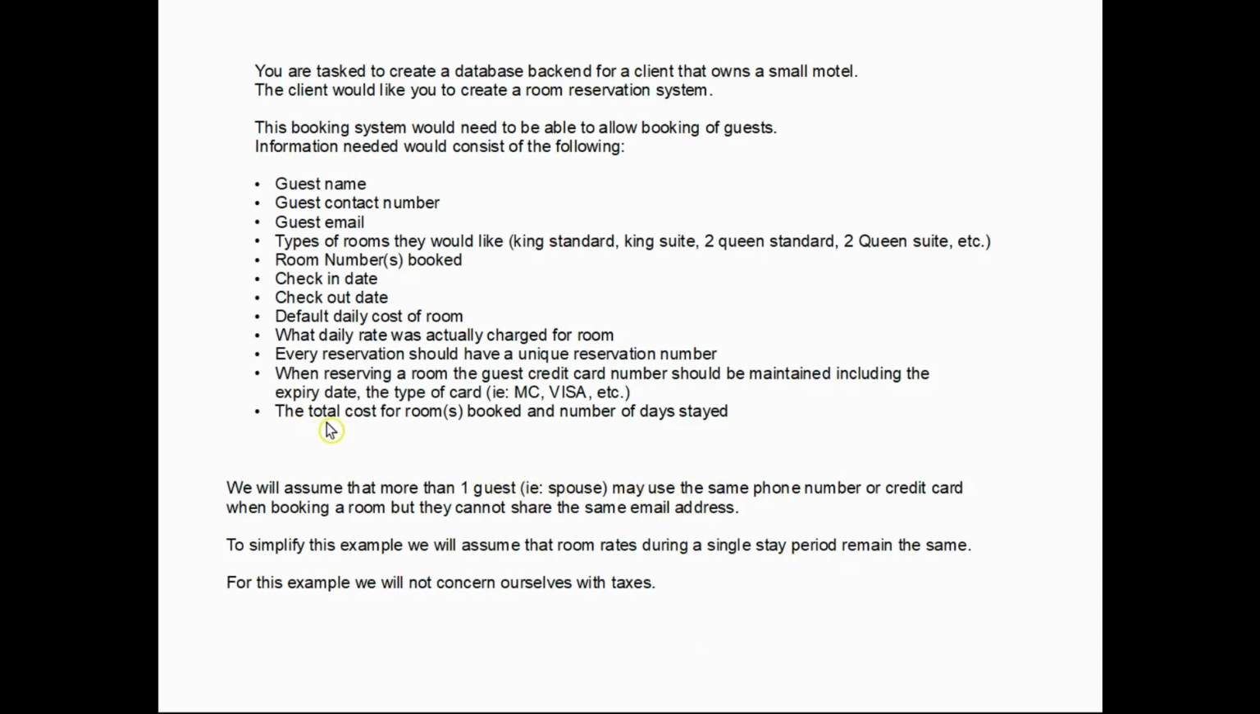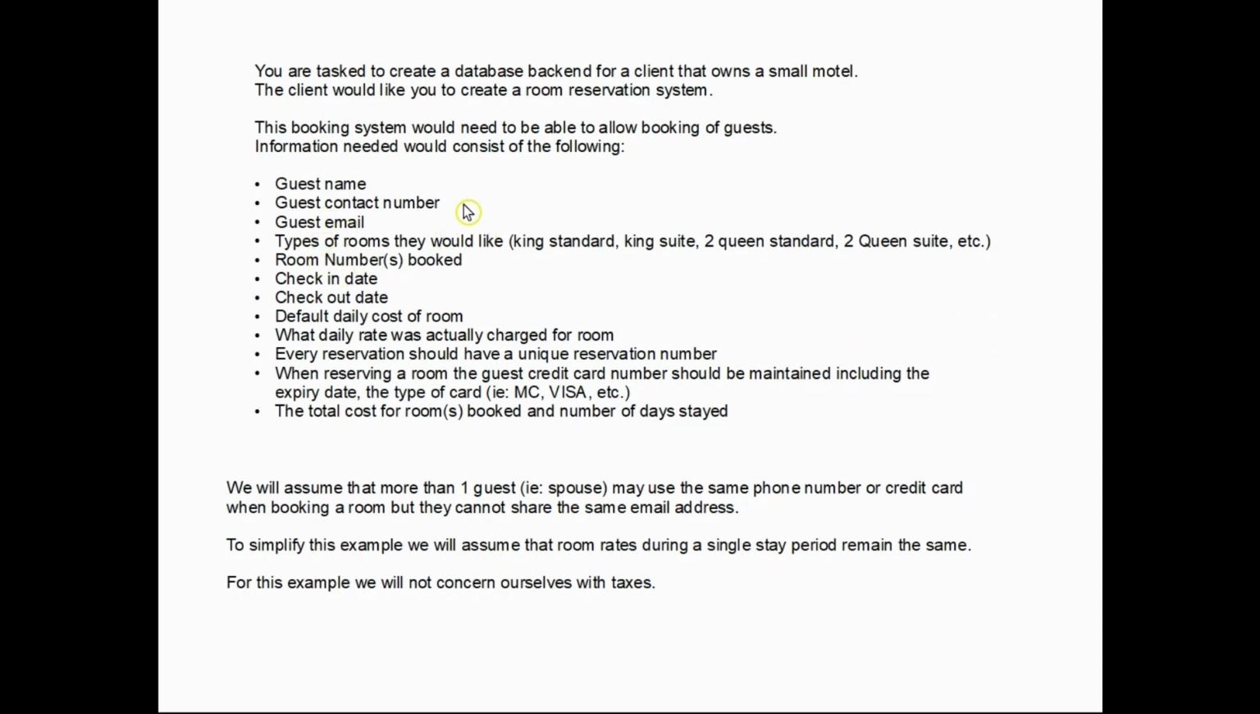Now this last line here, the total cost for rooms booked and the number of days stayed. Remember that requirement, okay? The customer wants that. Makes sense. They want to know how long the client stays and how much to charge them total, okay? So keep that in mind. So how do I start this process? Well, to start the normalization process, just create a single table with all this information in it. That's it. Start it that way.